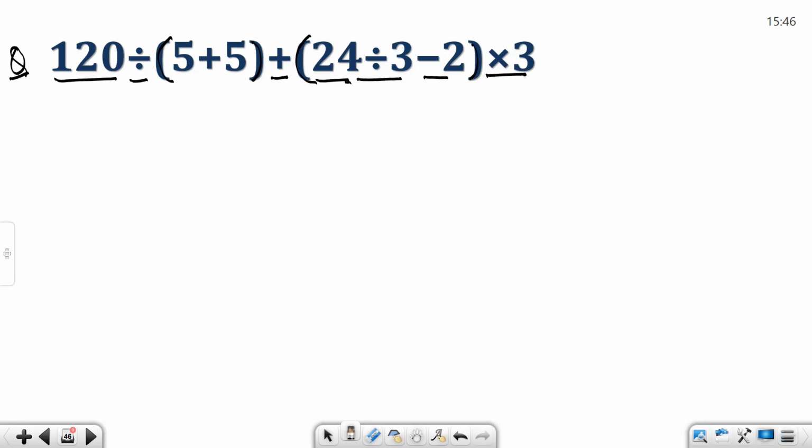So we know that for these kinds of questions, we apply the famous BODMAS rule. According to the rule, we will solve the brackets first. After that, we'll solve division, multiplication, addition, and subtraction in order.